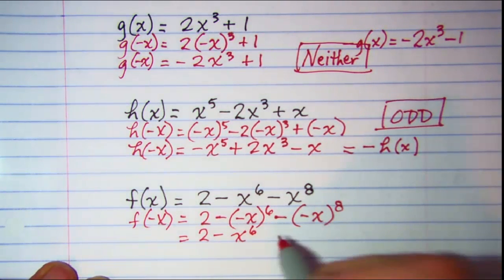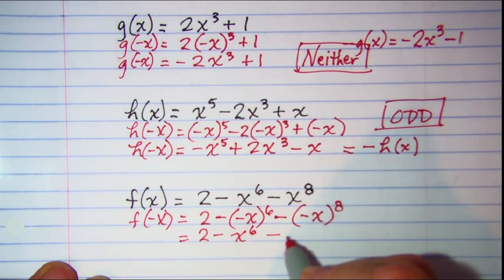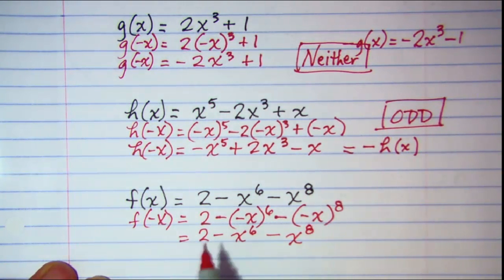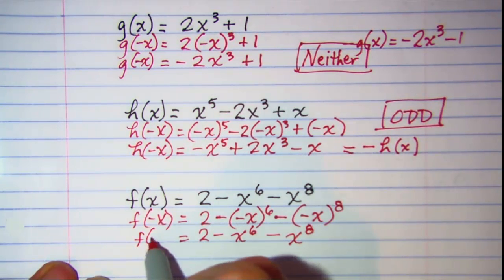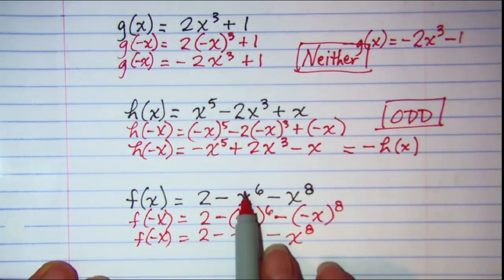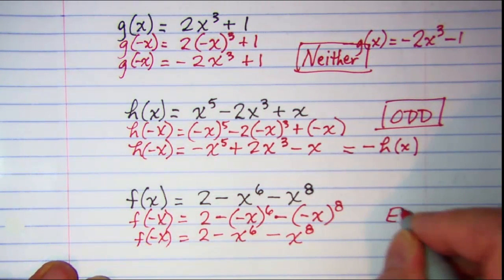And then copy down my minus operation here. And this one also is an even power, so that would be x to the 8th. Notice now that f of negative x is exactly equal to f of x. So this one is an even function.